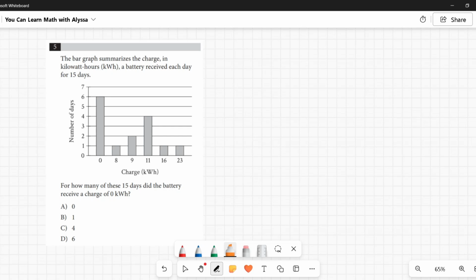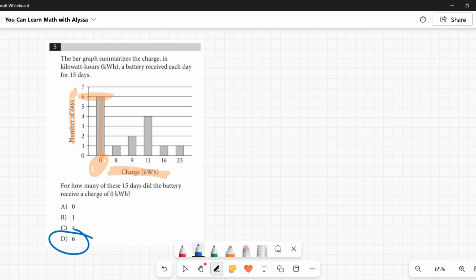Okay, so if I look down here, these are my kilowatt hours. I look for 0. There it is. Then I follow the bar graph up to find my number of days. And it says number of days up here is 6. So for 6 days out of the 15, the battery received 0 hours of charge.